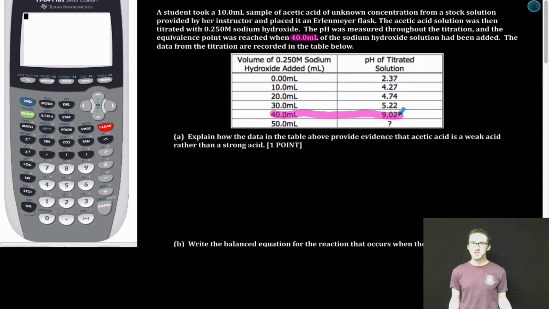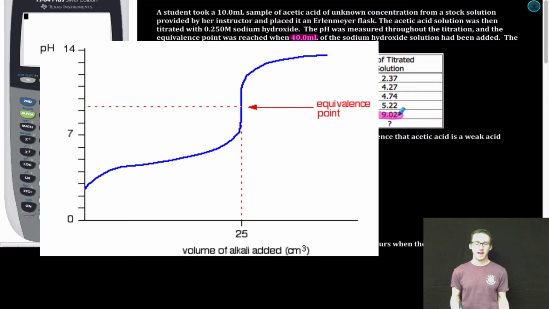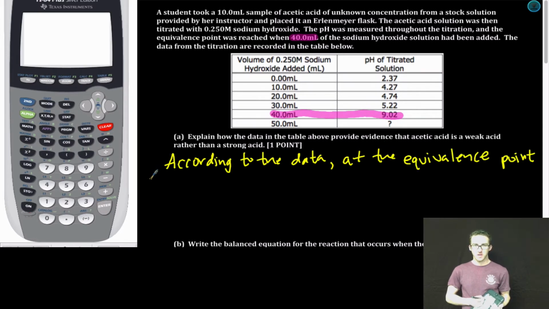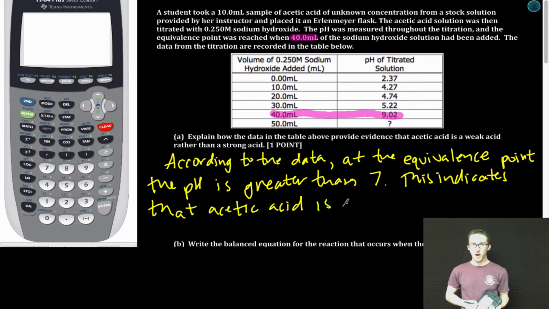Interesting. I know that sodium hydroxide is a strong base. If acetic acid were also a strong acid, the pH would be 7. I would have created a neutral salt. But because the pH at the equivalence point is greater than 7, that indicates the formation of a basic salt and that my acid was weak. According to the data, at the equivalence point, the pH is greater than 7. This indicates that acetic acid is a weak acid. One point.